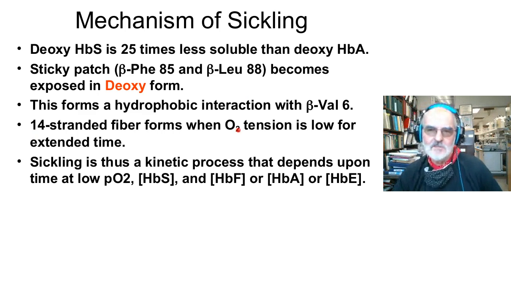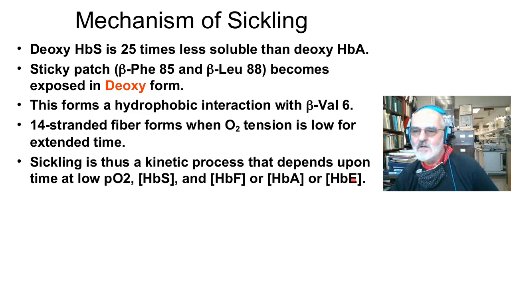So that means in the capillaries, where the oxygen concentration has dropped to 20 and below. Consequently, the sickling is really a kinetic process that depends upon the time that the red blood cells spend in this low oxygen environment. It also depends upon concentration, because it's an aggregation and it's concentration driven. So how much hemoglobin S do you have? How much fetal do you have? Do you have any fetal in A? This will dilute out the S, and that's why trait patients generally don't have this problem.